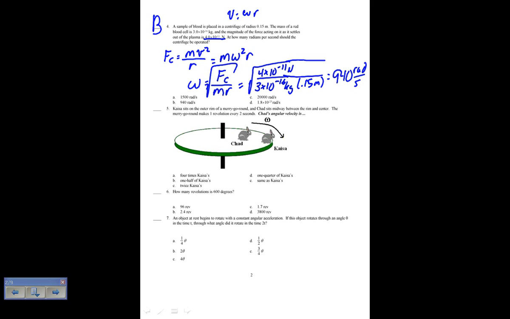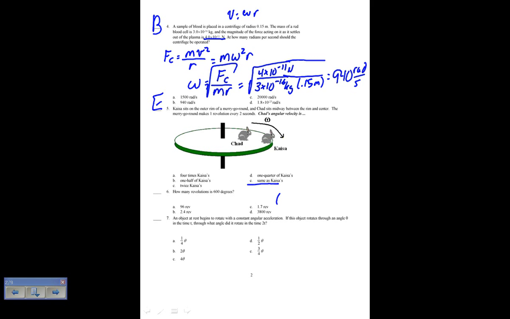Kaisa sits on the outer rim, Chad sits midway. How do their angular velocities differ? Well, if you have two objects rotating on the same plane, like on a merry-go-round in this case, they have the same angular velocity. It's not dependent upon your radius. So they have the same, that is, what is that, an E? Number 5, yeah, E, this one.